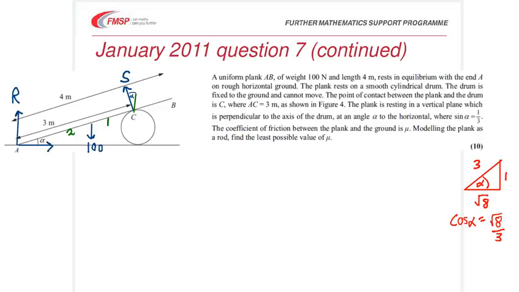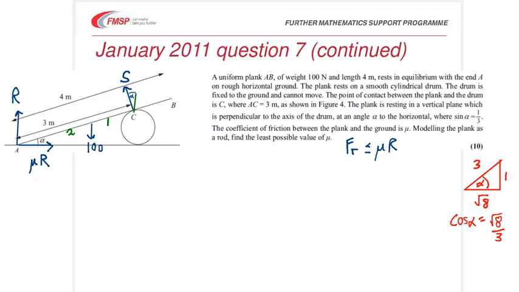Now the question simply says find the least possible value of mu. So the friction, we know the friction is less than or equal to mu R. Let's just jot that down. The method I'm going to use is to say that if mu was at its least value for equilibrium, it would be on the point of slipping, and this frictional force would be equal to mu R. So rather than introduce friction as the letter F, I'm just going to call it mu R, since after all it's mu that we're trying to find.